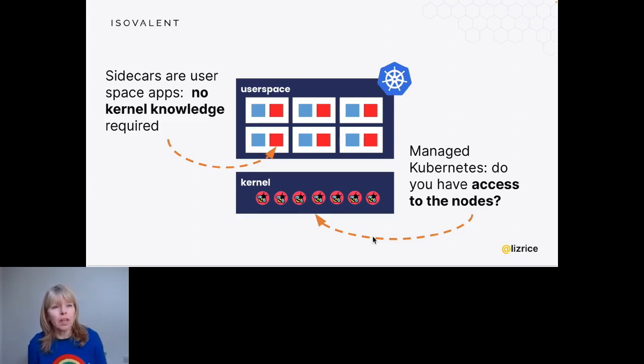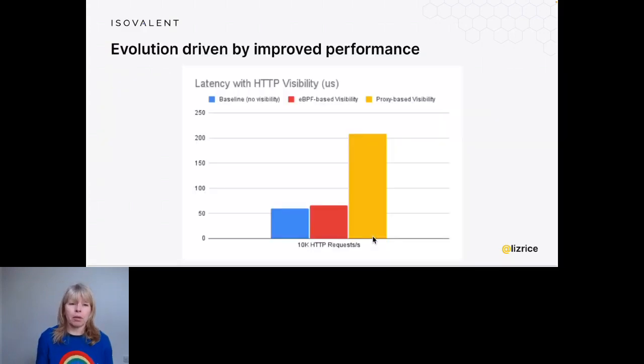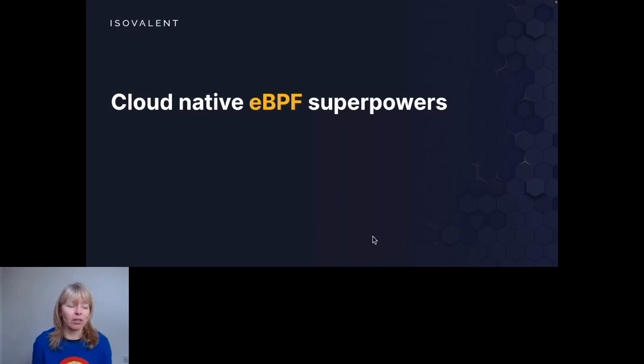But I think the real reason why there will be a push towards eBPF is the improved performance that it gives us. This is an example of layer 7 parsing using eBPF versus using a user space proxy to perform the same parsing. And as you can see, eBPF is almost as fast as if we just weren't doing any parsing at all. So I hope that has, in a very quick run through, given you an idea of why I'm so excited about cloud native eBPF superpowers.